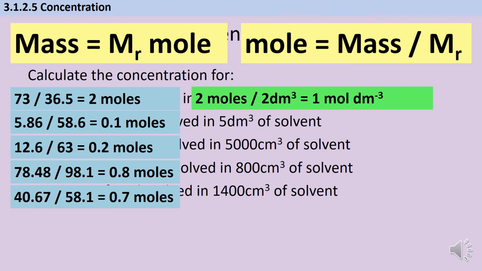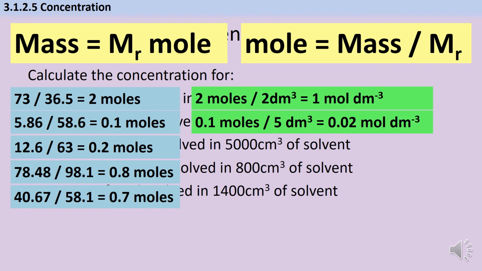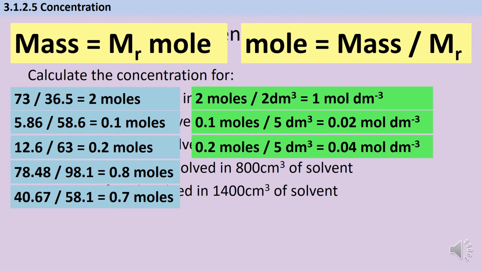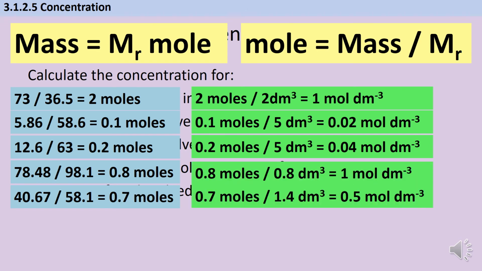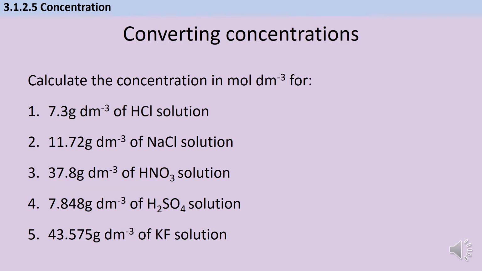So hopefully that's come out for you as 0.02 mole per decimeter cubed, 0.04 mole per decimeter cubed, 1 mole per decimeter cubed, and 0.5 mole per decimeter cubed. So the final stumbling block for concentration calculations, before we get to the actual titration bit, is questions that ask you to convert between a concentration in grams per decimeter cubed and a concentration in moles per decimeter cubed.